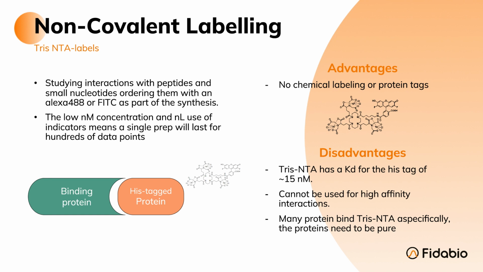A quite important drawback of this approach is that the KD for the his tags is about 15 nanomolar, meaning that high affinity interactions cannot be characterized in this manner. Also, the tris-NTA has a range of unspecific binding to cell lysate proteins, and is therefore not suitable for this approach, and your protein needs to be relatively pure.